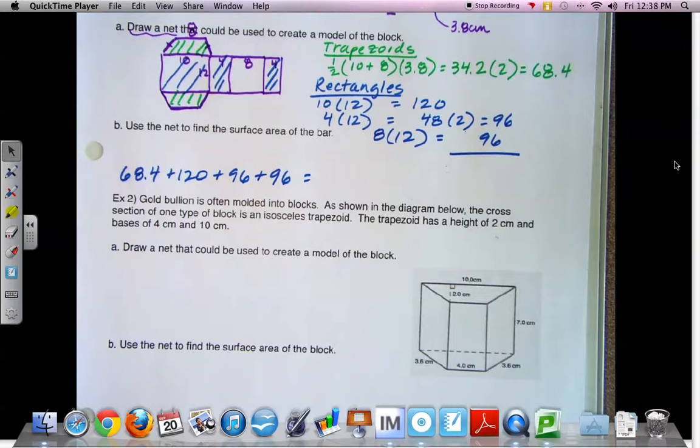Gold bullion is often molded into blocks. As shown in the diagram below, the cross-section of one type of block is an isosceles trapezoid. The trapezoid has a height of 2 centimeters and bases of 4 centimeters and 10 centimeters. Draw a net that could be used to create a model of the block. So give it a whirl.